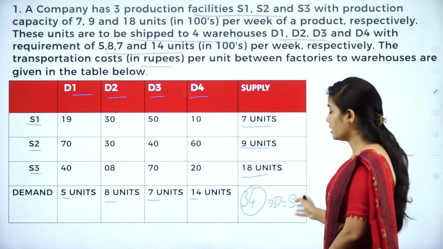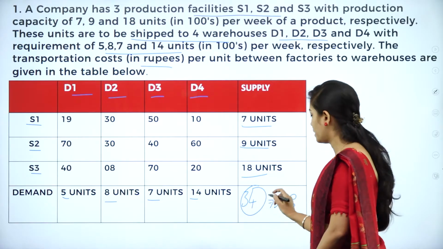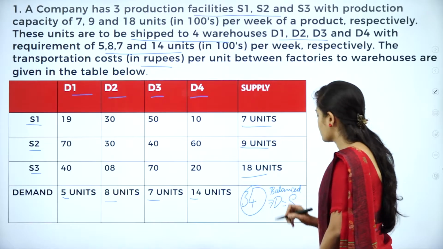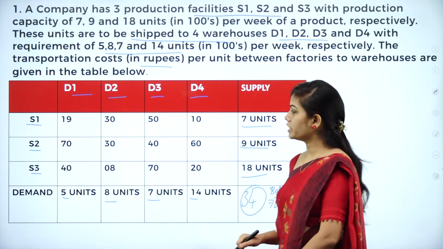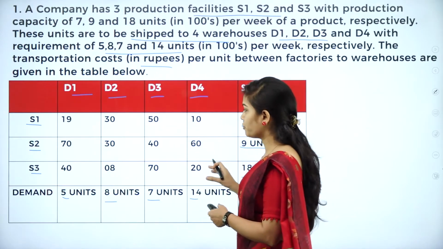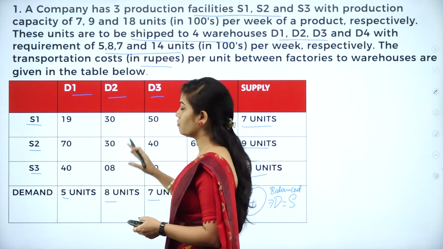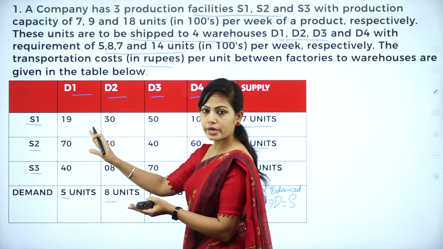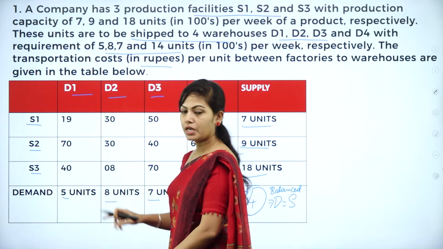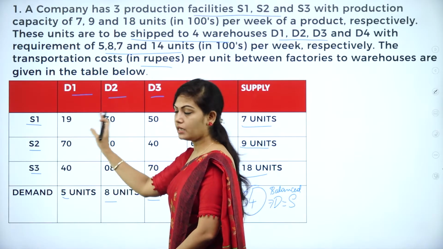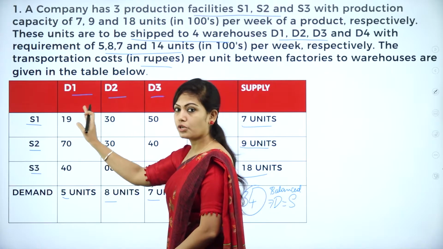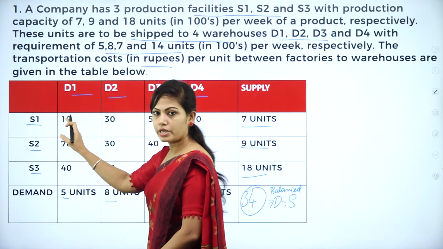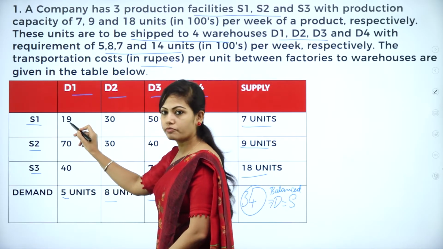Both the values are equal, which means it is a balanced problem. We can proceed now. What is the next step? Next you have to select the left corner cell, the left corner variable. In these variables, the northwest corner cell is 19. So this is a northwest corner problem, and I will select the northwest corner cell. So 19 is my northwest corner cell.